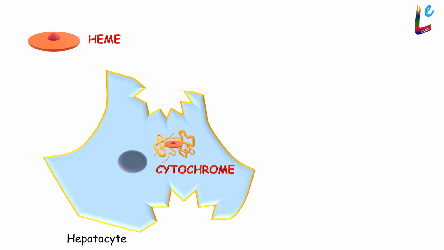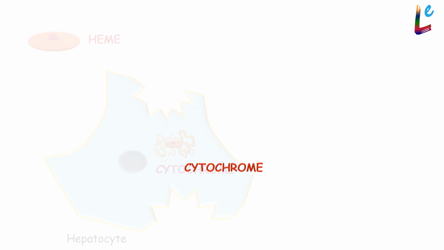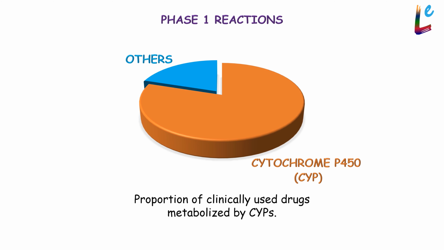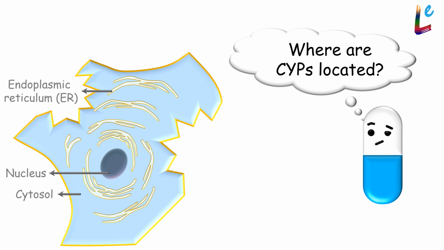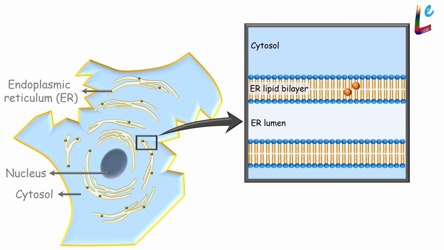One family of such enzymes is the cytochrome P450 or CYP. CYPs mediate the phase 1 metabolism of a large fraction of drugs used in clinical practice. Where do you think these CYPs are located in the cell? Once a lipid-soluble xenobiotic enters the cell, it tends to accumulate in the lipid bilayer of the endoplasmic reticulum. So, if the substrate is within the lipid bilayer of the endoplasmic reticulum, it makes perfect sense for the CYPs to be attached to the same lipid bilayer.